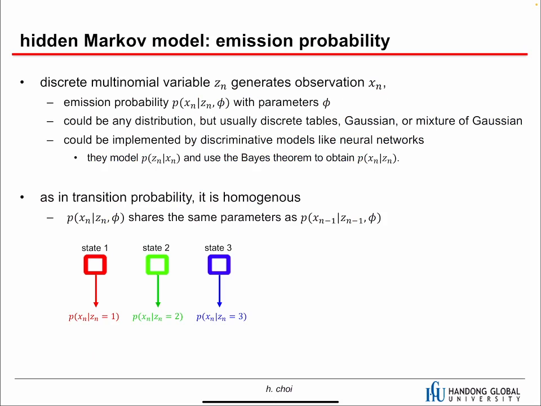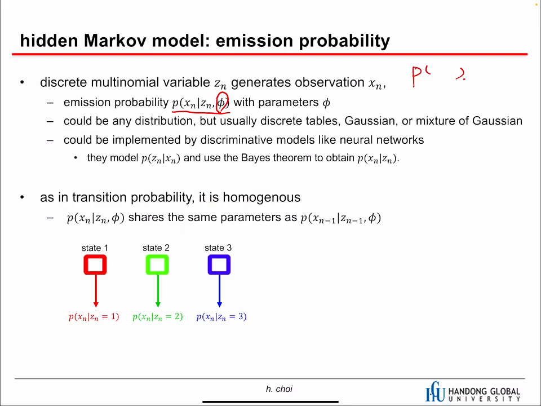Okay, and then we have emission probability. Emission probability means this one, from Zn to Xn. So we have the emission probability parameter, phi. Sometimes we put this parameter in the equation, sometimes we don't. But whenever we have this p, even without the parameter, there are parameters.